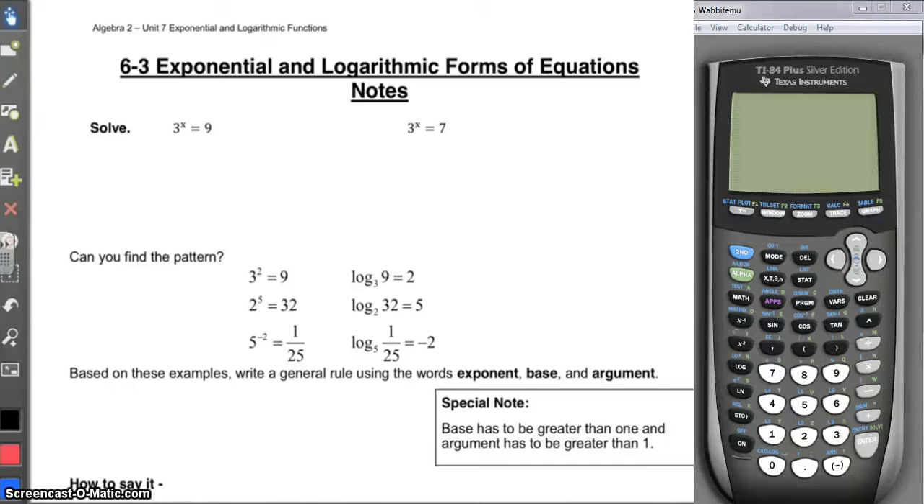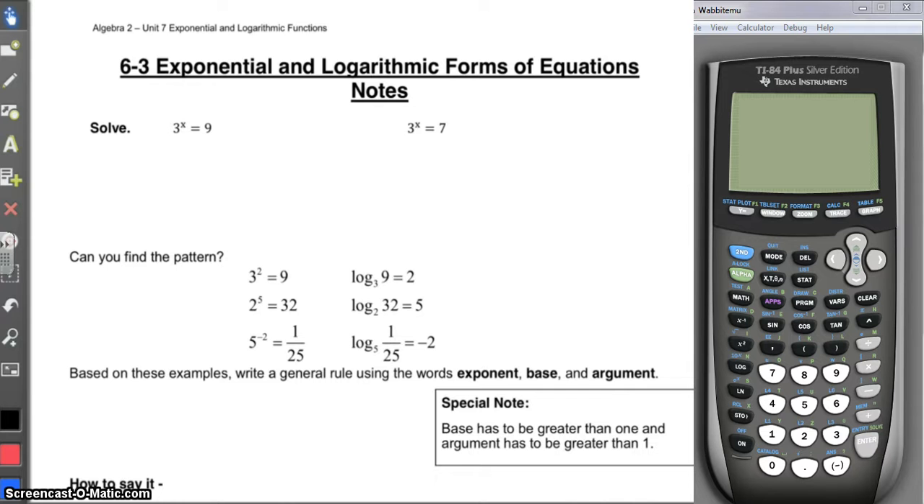Today we'll be working on lesson 6.3, exponential and logarithmic forms of equations. This video is for my academic class, and remember you can always use the calculator. Okay, so let's start with the first question.